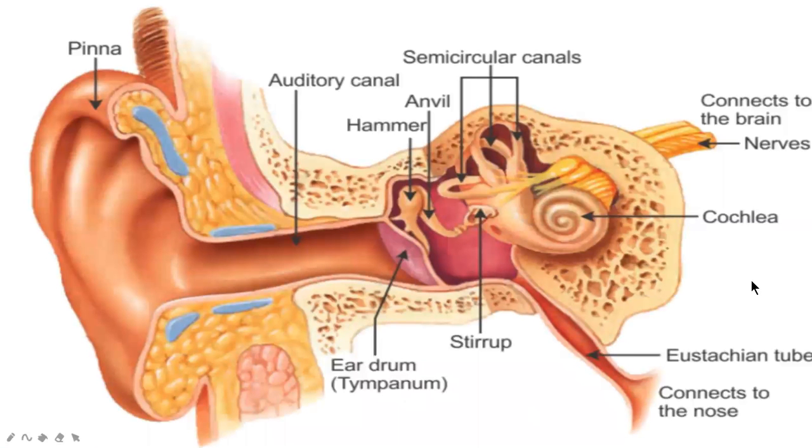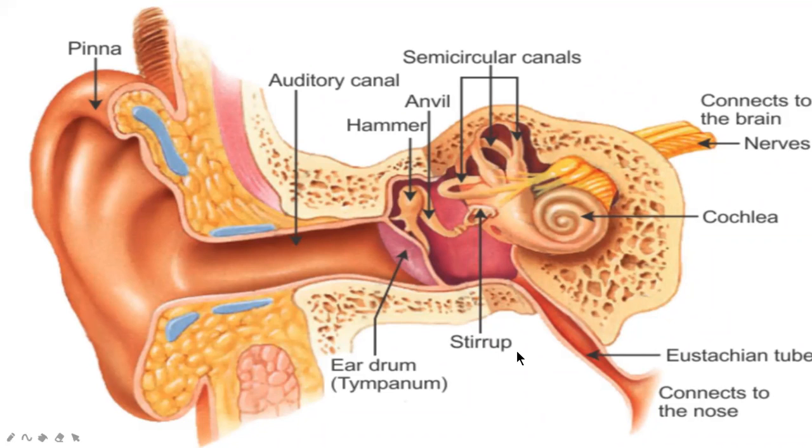Now, the hearing organ in the human being. What is the hearing organ? The hearing organ, this is the picture of the ear. You can see the picture of the ear. This is the structure of the ear.